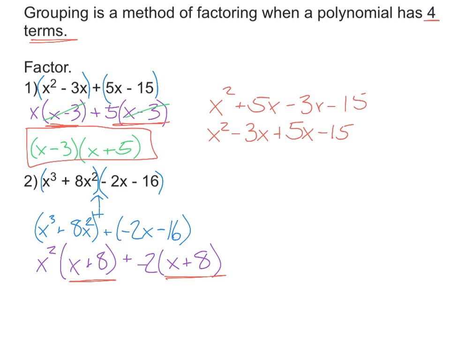They're both x plus 8s, so I can pull that out as my new GCF, x plus 8. And then what's left? When I take x plus 8 out from here, I have x squared. When I take x plus 8 out from here, I have a negative 2. And we are done.